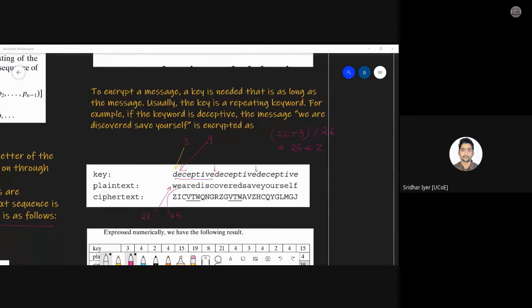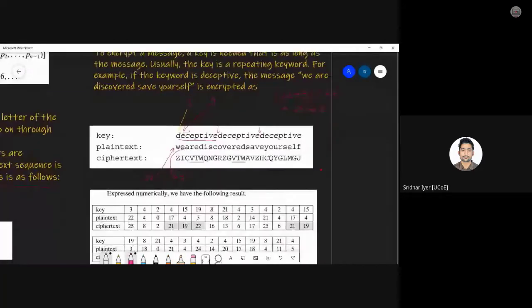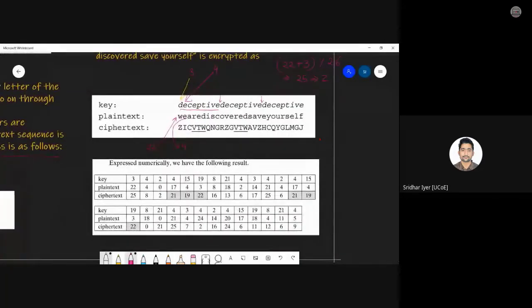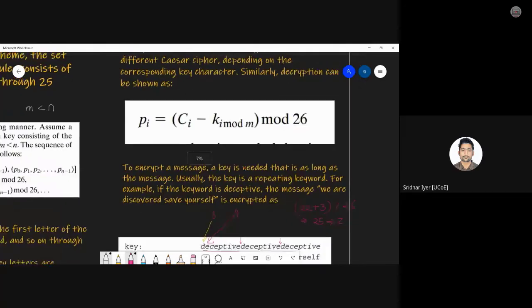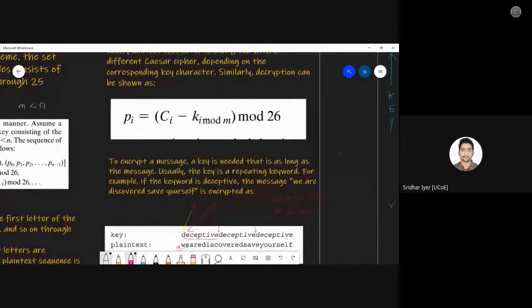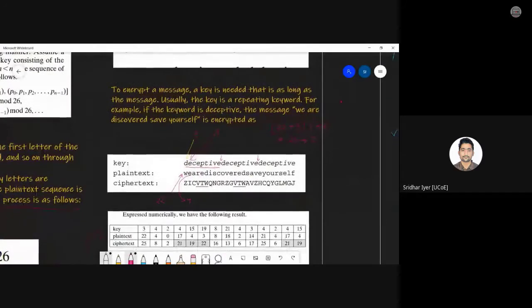Fine. So now you have the table. You should get this table after doing all the encryption process. Now you have to repeat the entire process in the reverse order, and you will get back the plain text using this formula: Ci minus Ki mod 26. Again, try to do this.